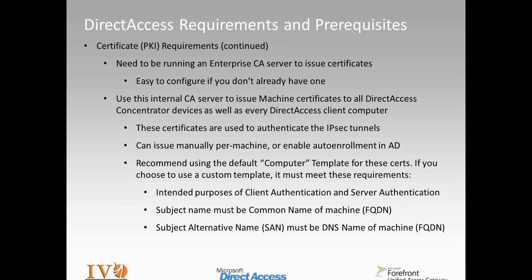The subject name of the certificate must match the common name of the machine, which is the FQDN. And the SAN name of the certificate must also match the FQDN. And we do that by checking off the box for DNS name in the certificate template. So those are the requirements for using a custom template for the machine certificate in DirectAccess.